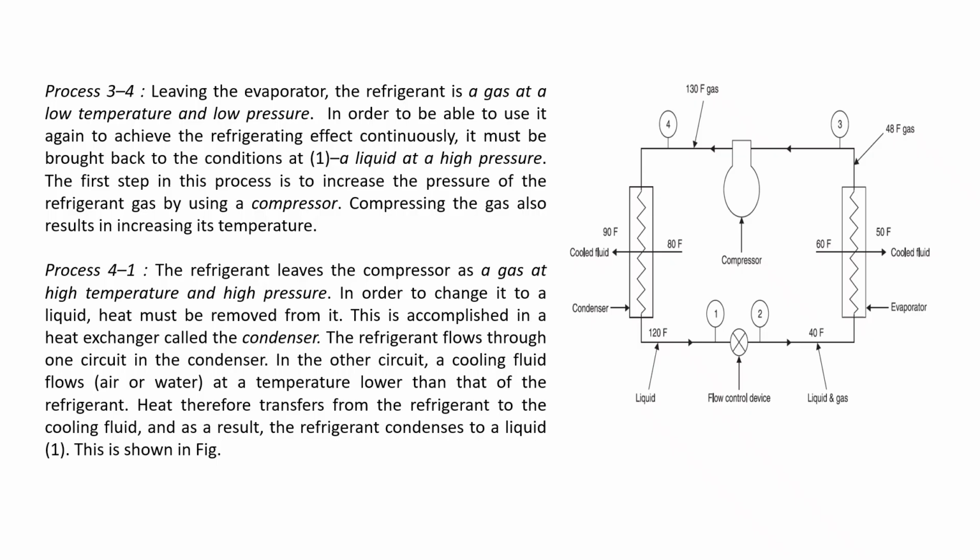This can be accomplished with a process called the heat exchanging process, which is done by the condenser. The refrigerant flows through one circuit in the condenser. In the other circuit, the cooling fluid, which is in the form of air or water at a temperature lower than the refrigerant, and heat therefore transfers from the refrigerant to the cooling fluid, and as a result we can see that the refrigerant condenses to a liquid form, as shown in the figure.